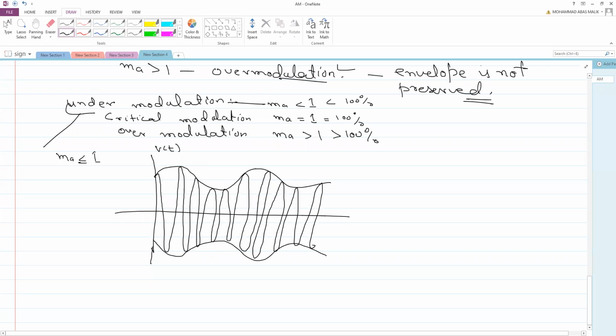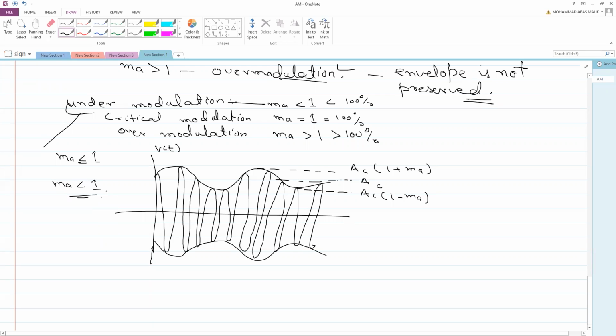This is the maximum value. This is your AC times 1 plus MA, right? Then you have this value here. This will be your AC value, the carrier value. And the minimum value here is AC times 1 minus MA. This is undermodulation, when the MA value is less than 1. When MA value is less than 1, this type of modulation will happen.